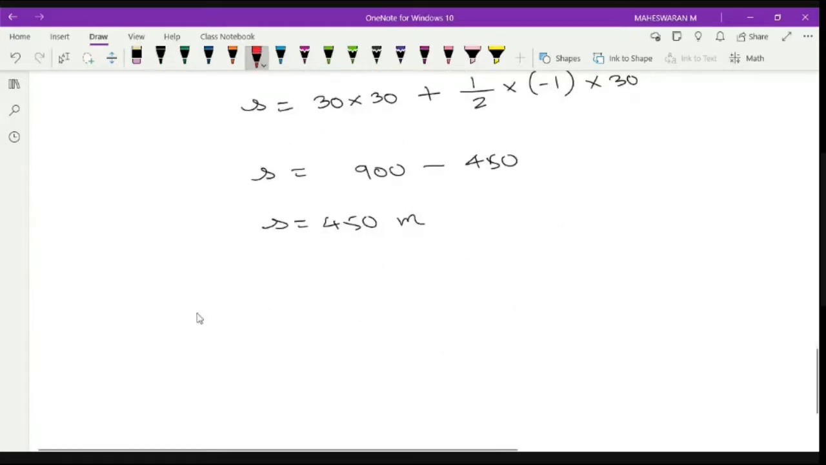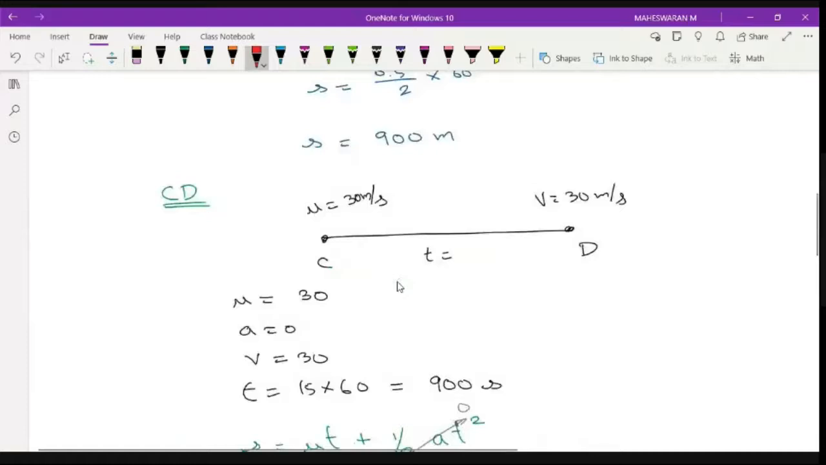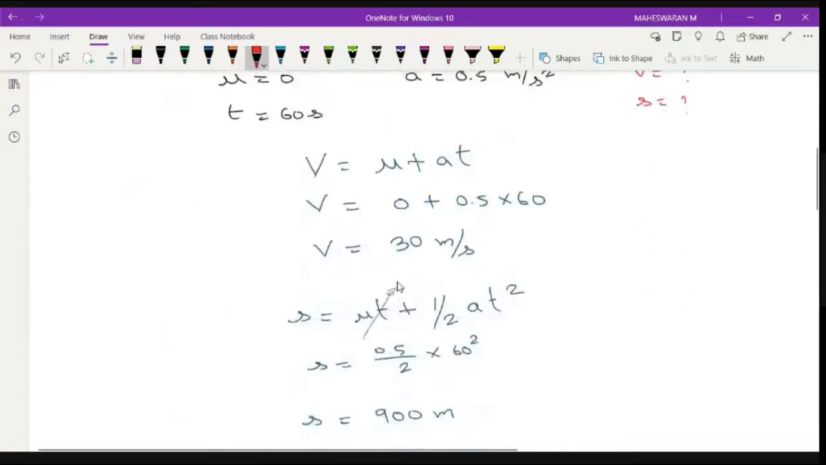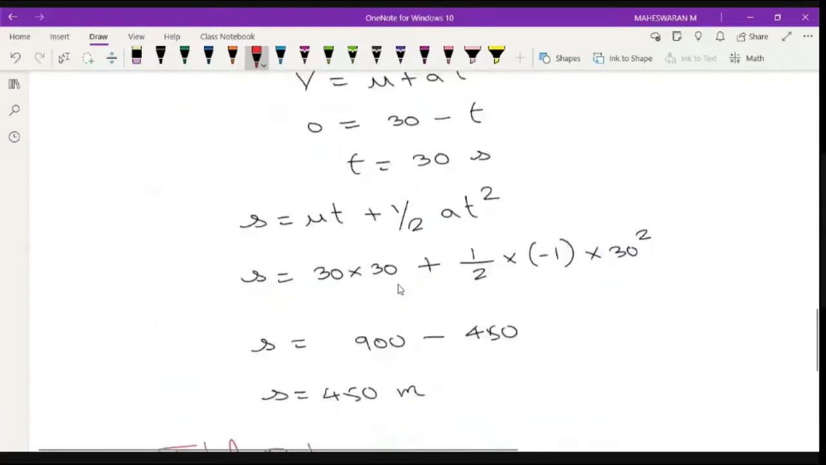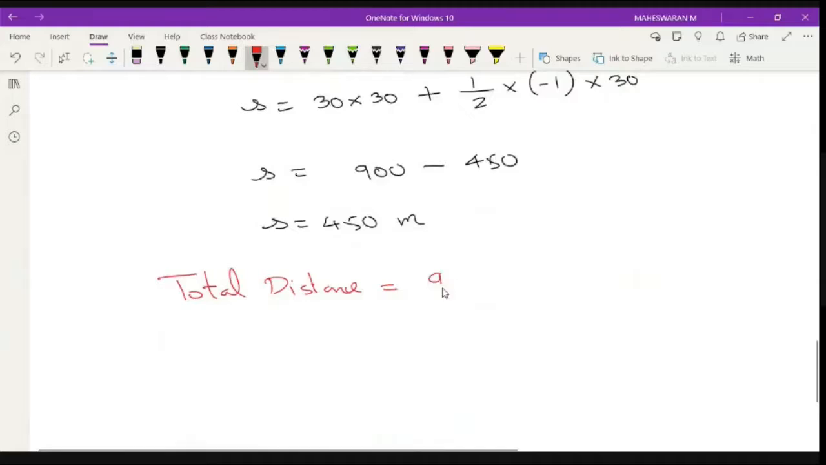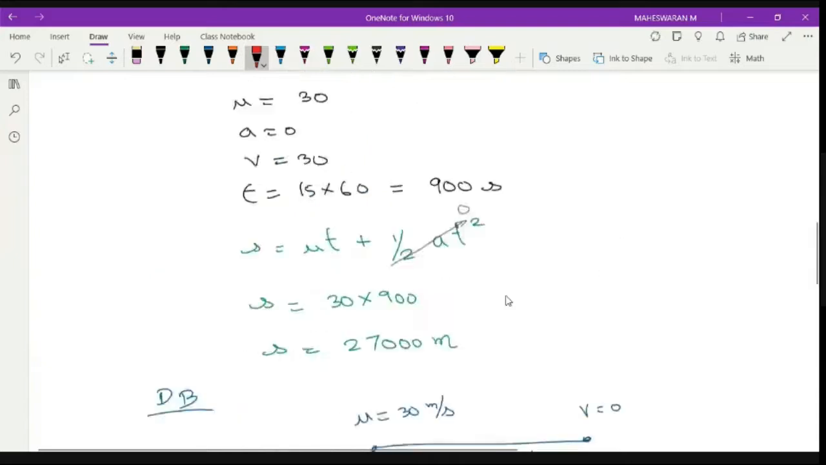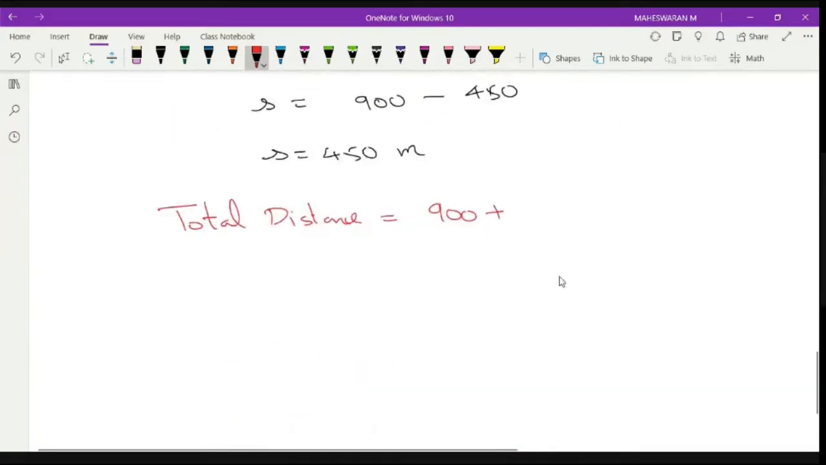Okay, we identified all these values. The only thing left is to identify the total distance. So total distance covered will be equal to the distance in AC, which is 900, plus CD, which is 27,000, plus 450. So what is the total distance now?